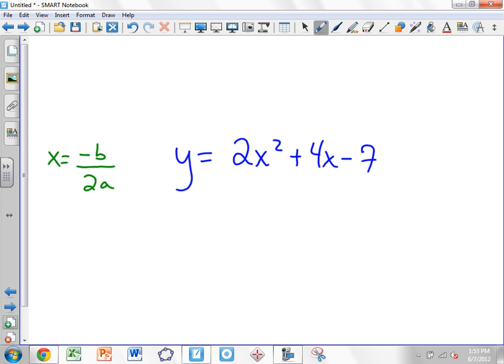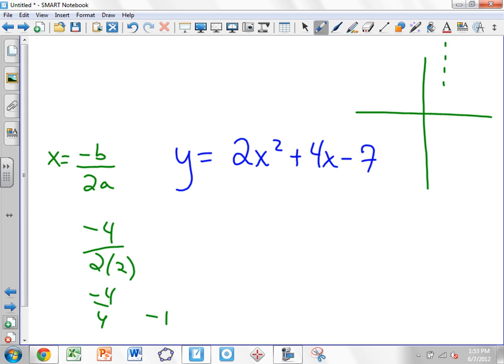Negative b over 2a is negative 4 over 2a. Well, it's 2 times 2. So this would be negative 4 over 4, which is just negative 1. So already I know that my graph has the line x equals negative 1 as its axis of symmetry. All right, what else do I know about this?